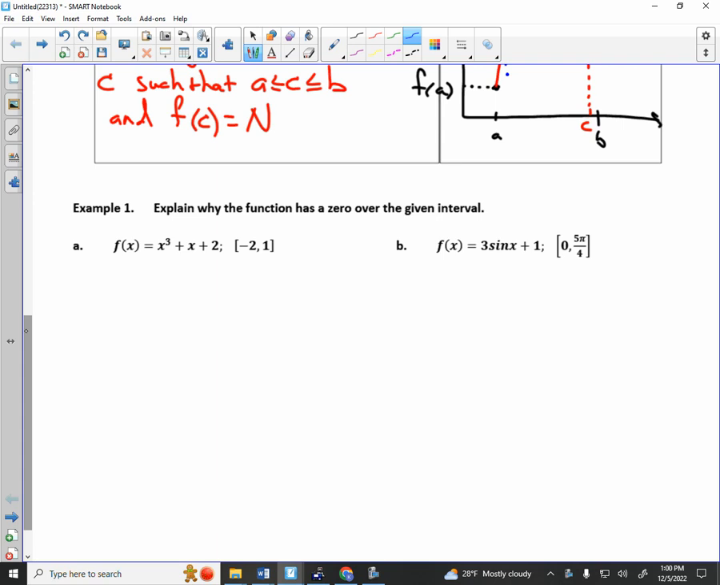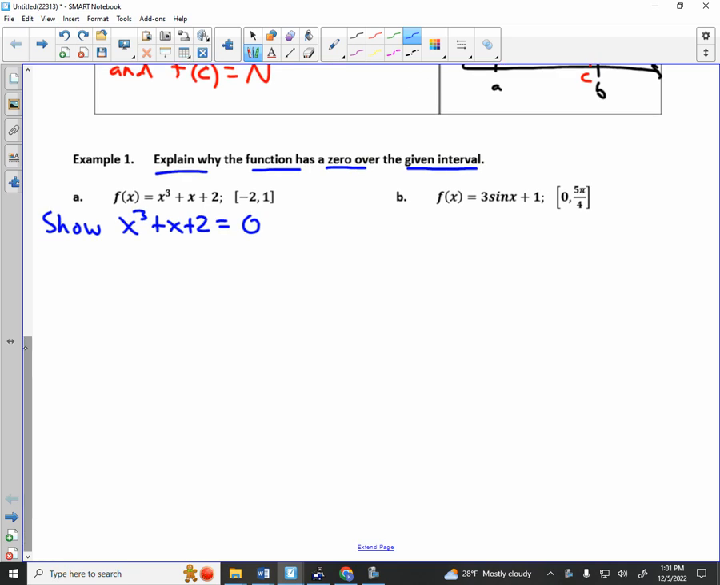It says, explain why the function has a 0 over the given interval. What does it mean for a function to have a 0? It means that the function somewhere is equal to 0. So we want to show x cubed plus x plus 2 is equal to 0. Okay? Now, solving that's difficult. That doesn't factor, does it? Doesn't factor at all. Okay, and the rational roots theorem looks cute. Fortunately, it does work, but we won't talk about that at the moment. We'll just show that it has to have a 0.